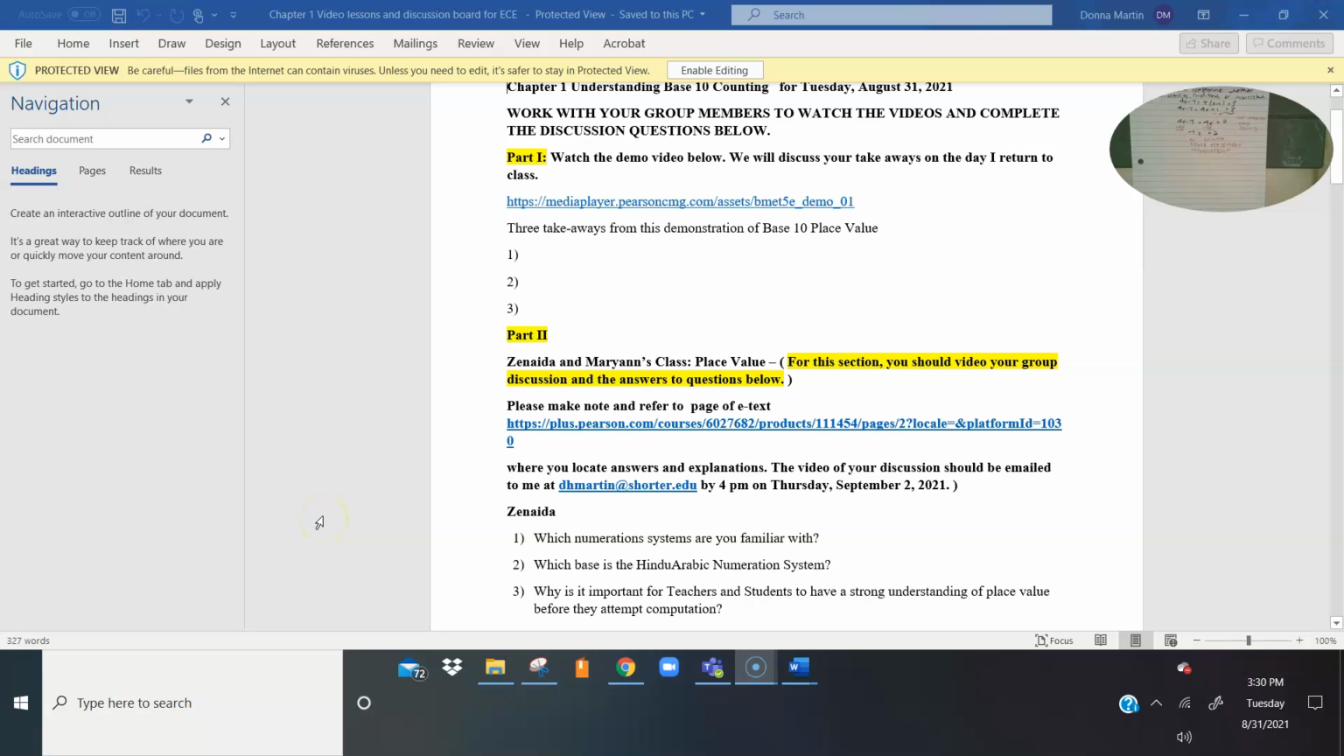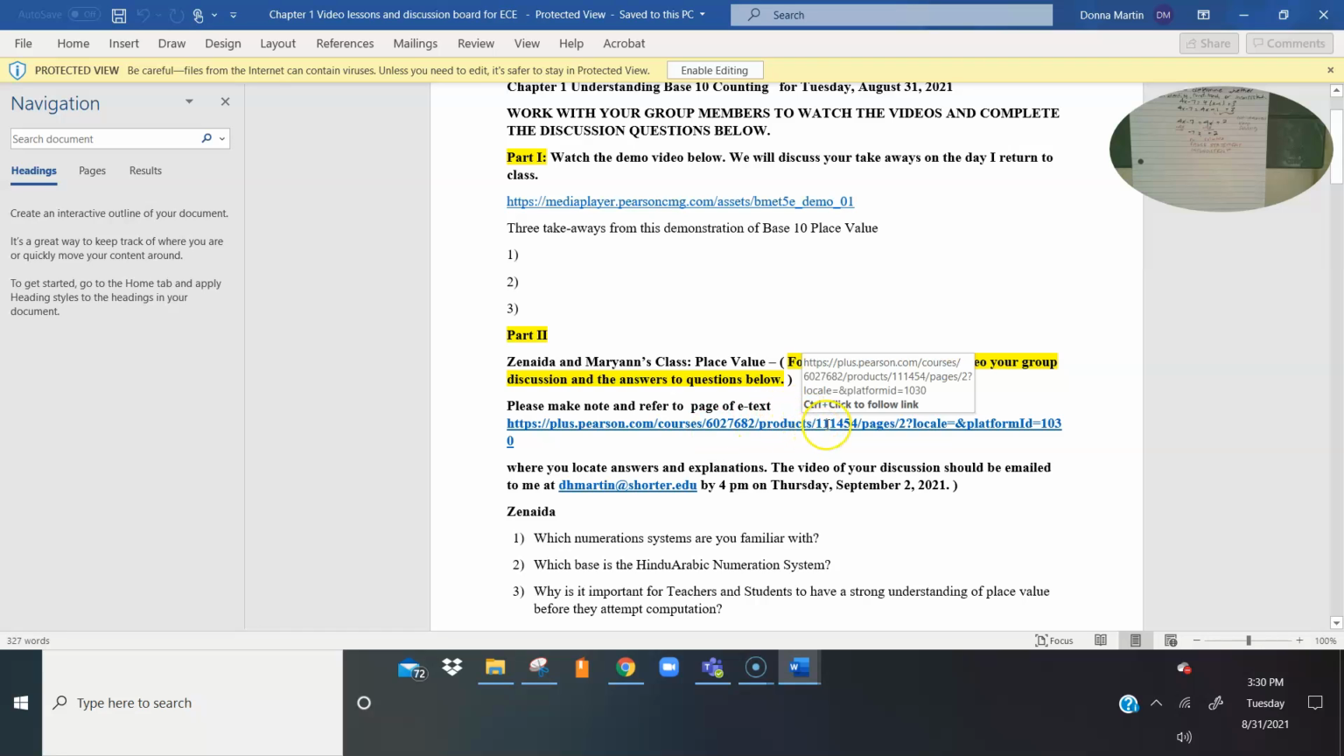Okay, let's consider going on to part 2. This is from the lesson with base 10, part 2, your assignment, where you're considering Zanaida and MaryAnn's class and how they respond to some questions with place value.